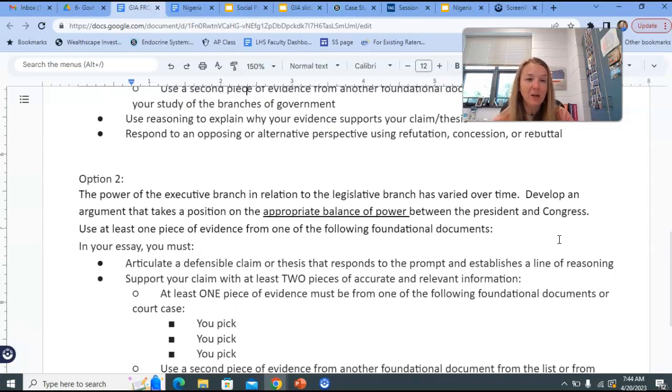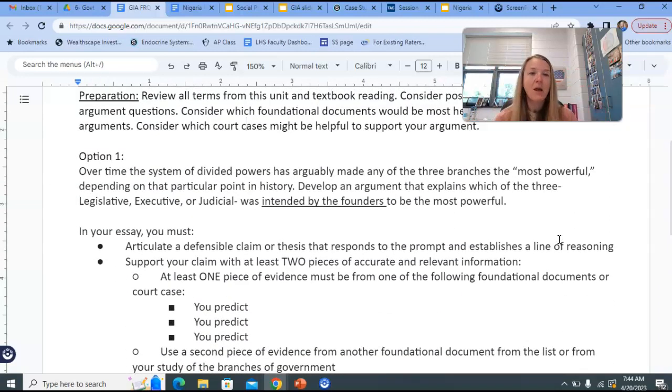And then you'll have a concept application, which is going to be a little scenario, and it's going to be 4 little points to answer.